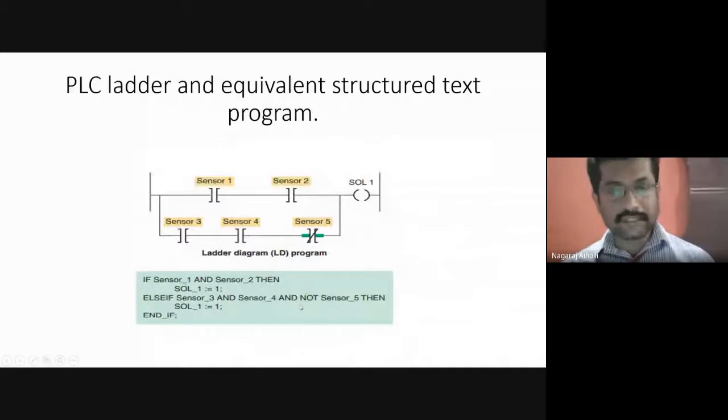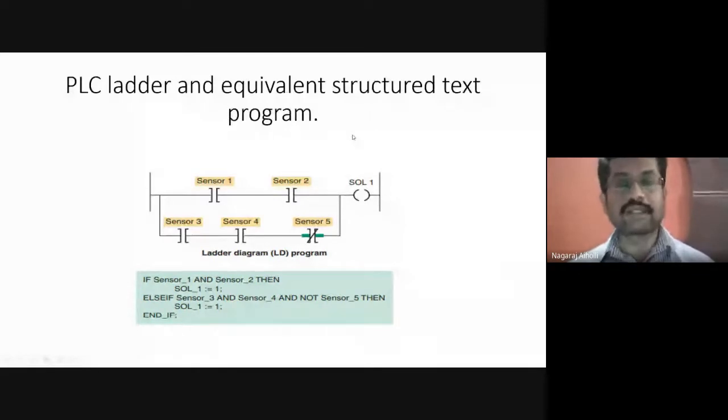For sensor 3 and sensor 4, I do not use the word not. But for sensor 5, it has the opposite logic. Hence I use the word not here. Else if sensor 3 and sensor 4 and not sensor 5 are activated, then also the solenoid valve will be turned on. Then I end this using the statement end if. This is how we use the structured type of programming languages for PLCs.